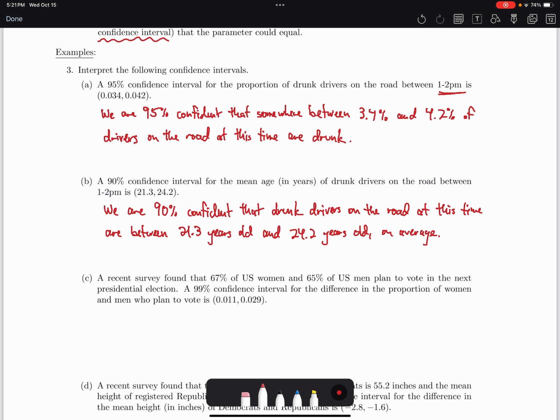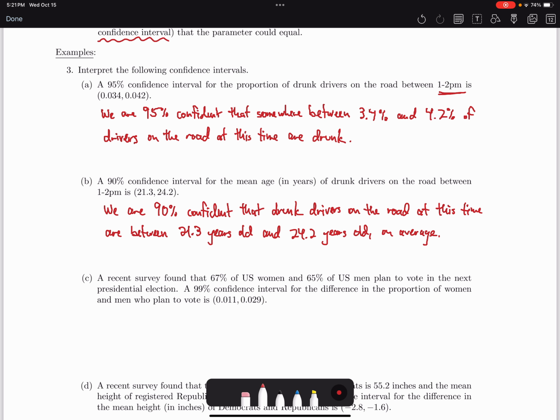Okay, so your interpretation here could say something like we're 90% confident that drunk drivers on the road at this time are between 21.3 years old and 24.2 years old on average. Okay, there are other ways that you could say that. You could say we're 90% confident that the true population mean age of drunk drivers on the road between 1 and 2 p.m. is somewhere between 21.3 and 24.2 years old, right? So there are other ways that you could phrase this, but that's the idea for part B.